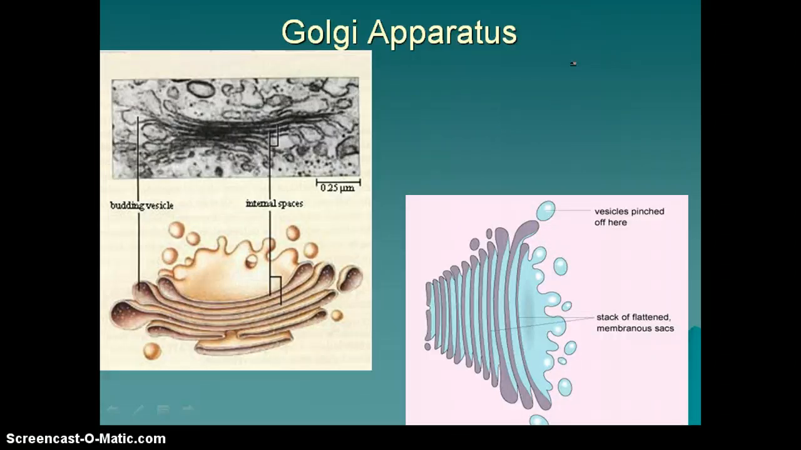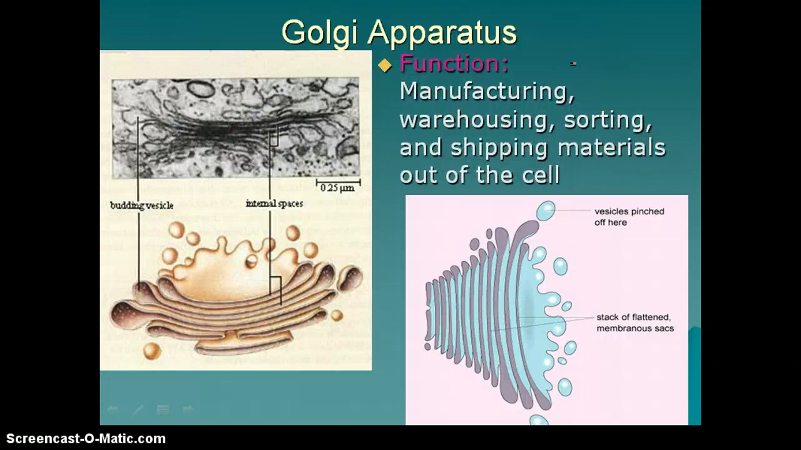Okay, the Golgi apparatus. Their function is to manufacture, warehouse, sort, and ship materials out of the cell. The idea is that this is similar to a post office. So it helps to manufacture things, it helps to warehouse them, it helps to store stuff, and then in the end, it'll send out these little vesicles that ship things out of the cell.